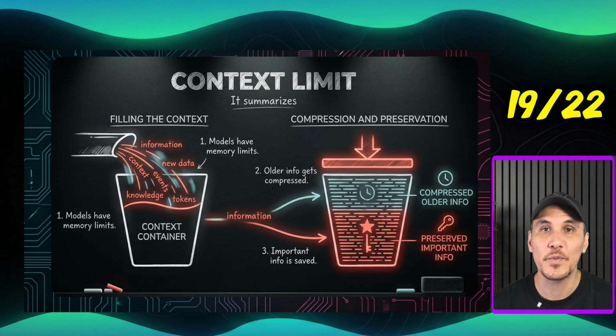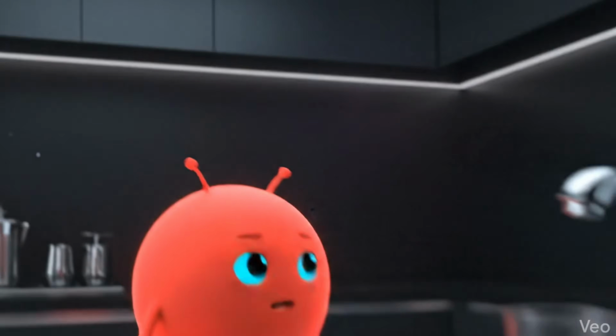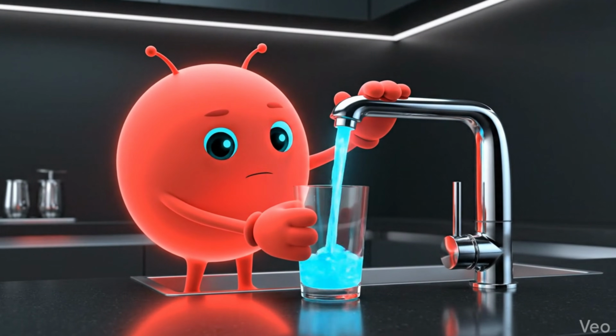Now, here's something most people don't realize about AI. It doesn't have unlimited memory. There's a strict limit on how much information it can hold at once, and this is called the context window. You can think of it like a container. Every message, every file, and every piece of information gets added into that container as tokens, roughly equivalent to words. Some models have very large context windows, up to around 1 million tokens, which is comparable to the length of an entire book. But even with that capacity, it eventually fills up, and there's a reason for that.